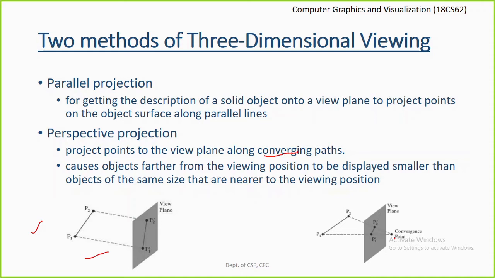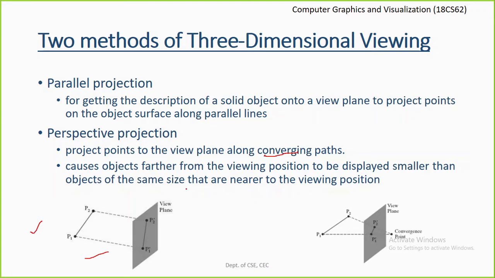The objects may appear different if we select a different perspective of viewing. So the way in which the object will be projected onto the view plane depends upon how you are going to view the object, or from where you are going to view the object. Based upon the different perspectives that you have selected, the objects may be projected differently. So that is the perspective projection.